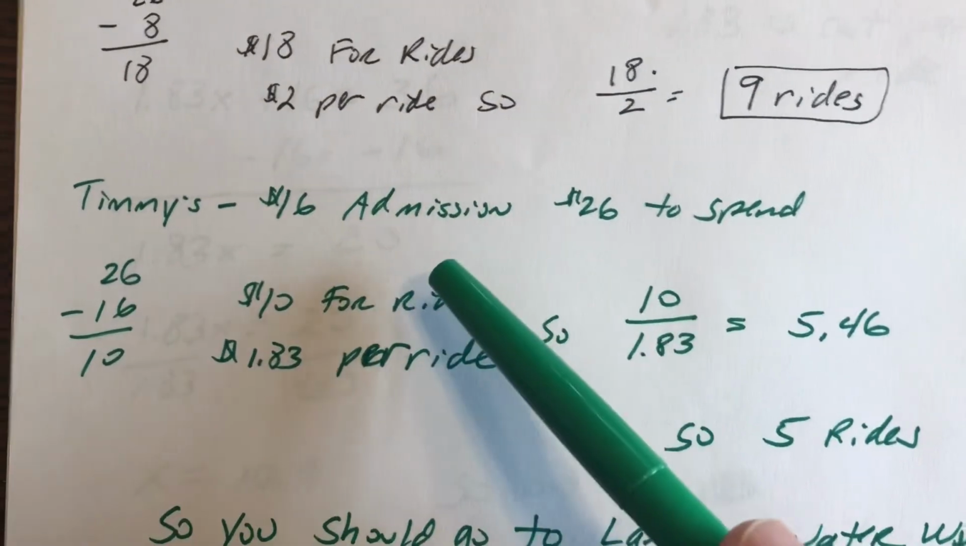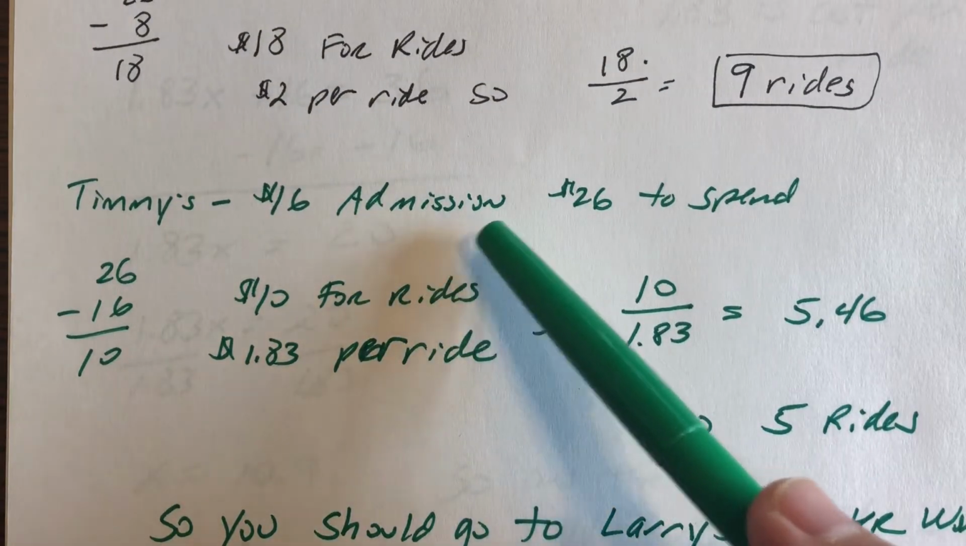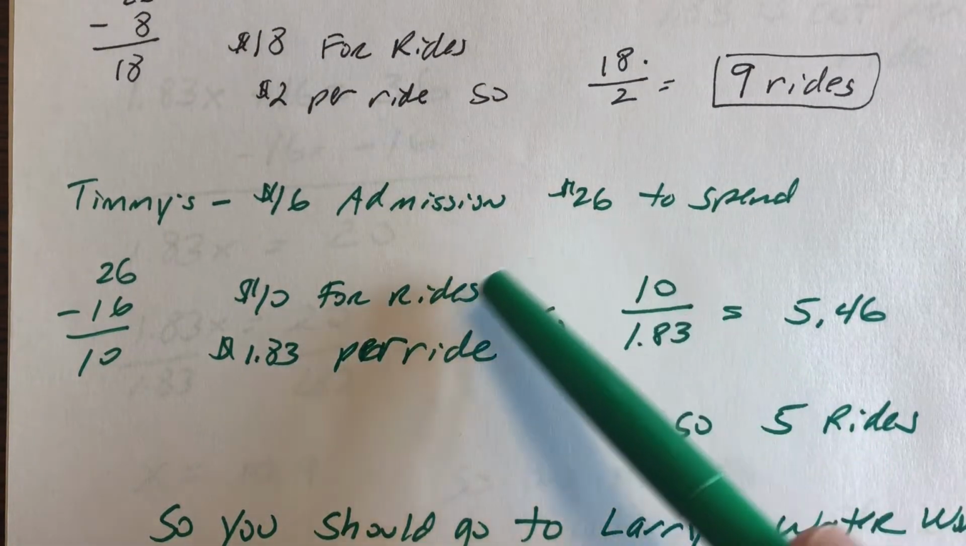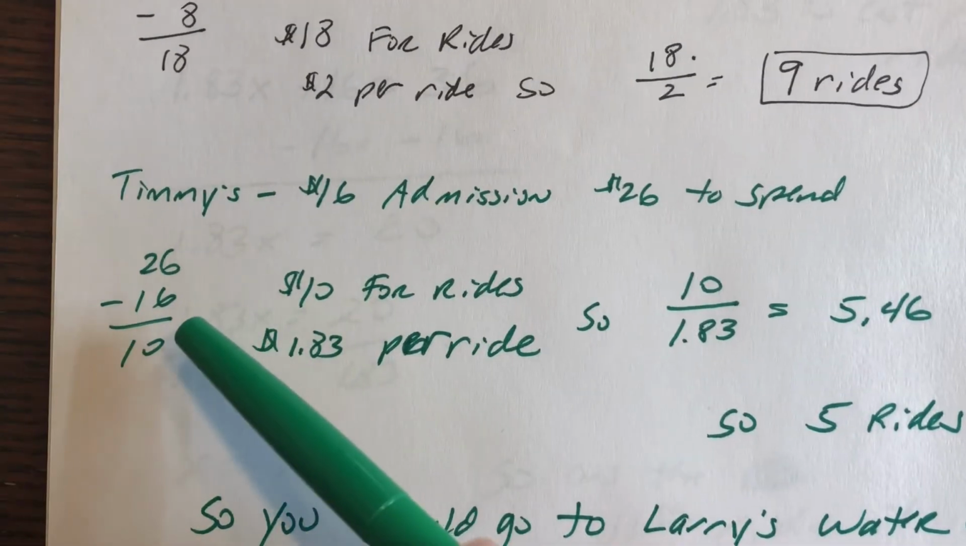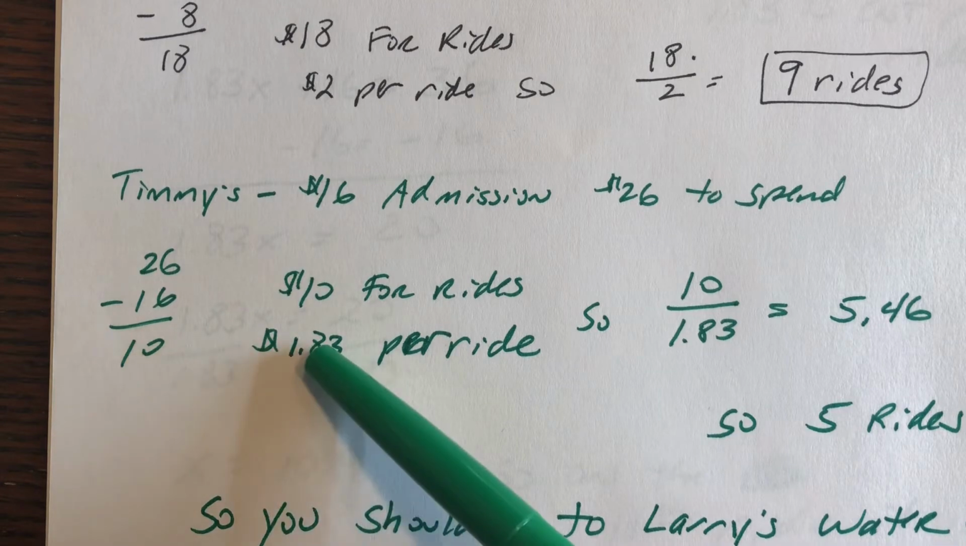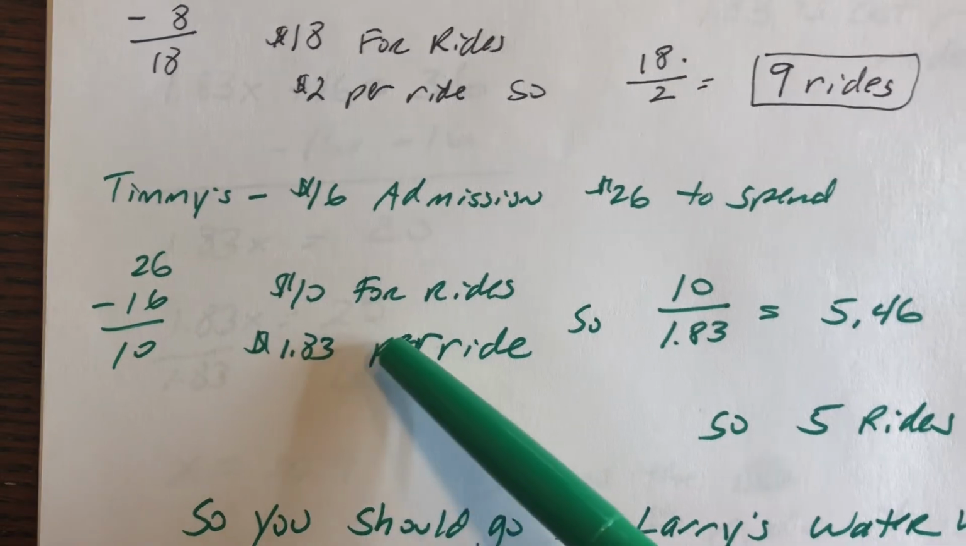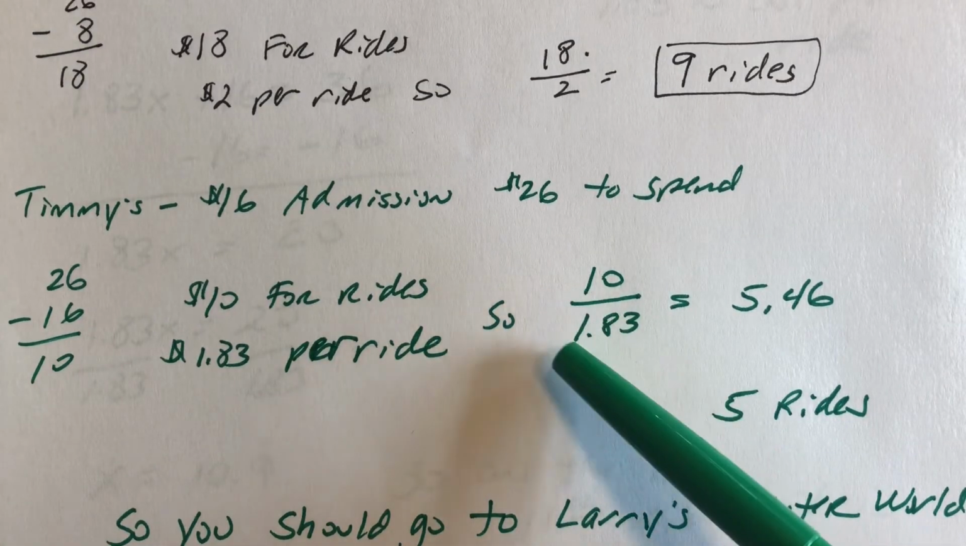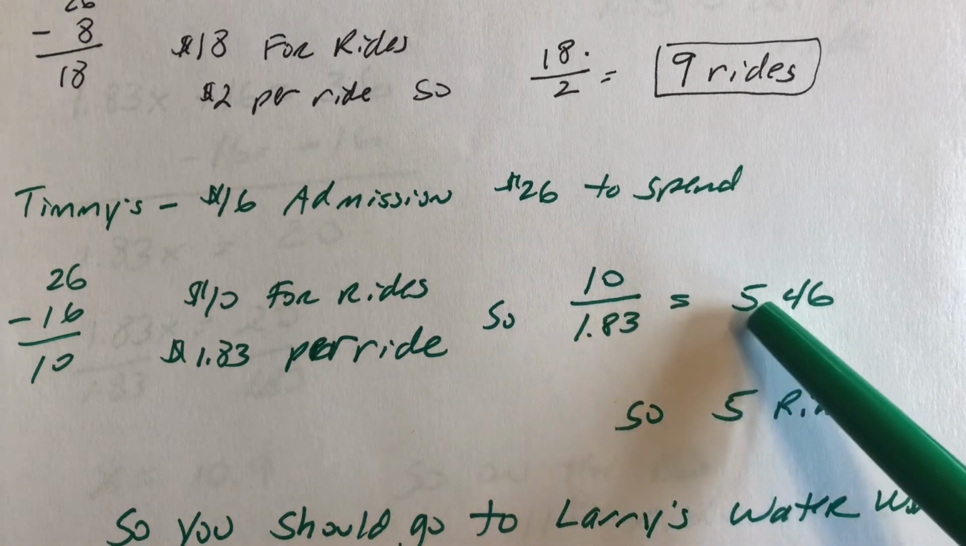So Timmy's, it was $16 admission. You have 26 bucks to spend, so if you take 26 minus the 16, that leaves you 10 bucks to spend on rides. Each ride at Timmy's is $1.83. So if you take the $10 divided by $1.83, that comes out to 5.46.